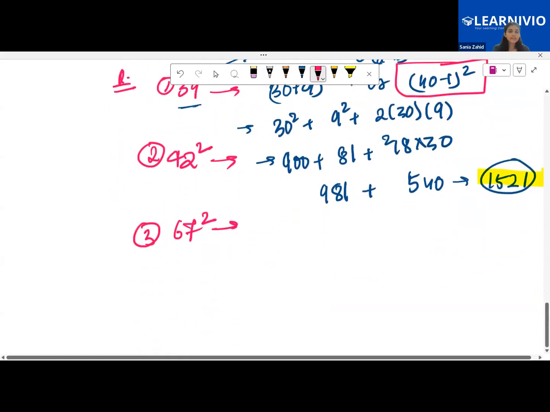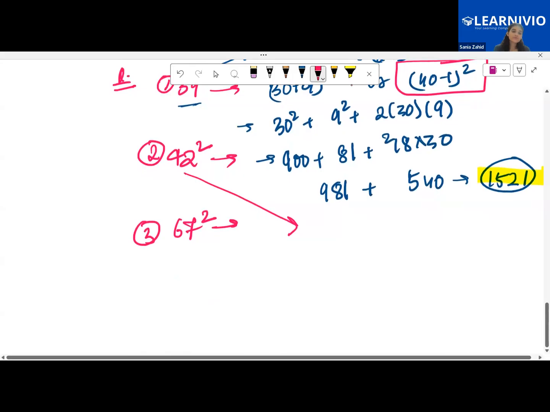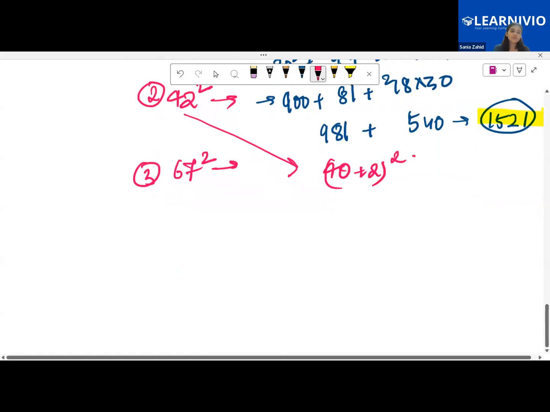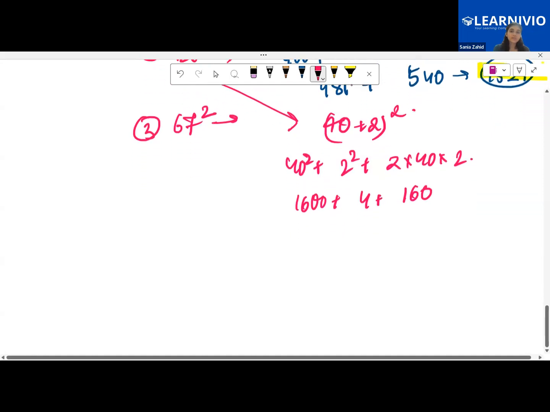Okay, now we'll check the second as well. What is the second one? 1764? See, the second one can be broken down into 40 plus 2 whole square. So what is 40 plus 2 whole square? It can be written as 40 square plus 2 square plus 2 into 40 into 2. Right? So you'll have 1600 plus 4 plus 160. Okay. So you have 4 over here, 6, 7 and 1.